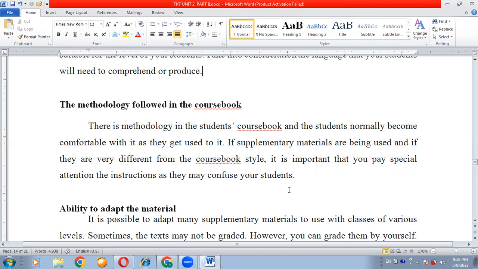It is important that you pay special attention to the instructions, as they may confuse your students. When they use these supplementary materials, in what situations do they get confused? Do the styles have to be changed, or do we use the supplementary materials in the course book style? The teacher has to think about that.